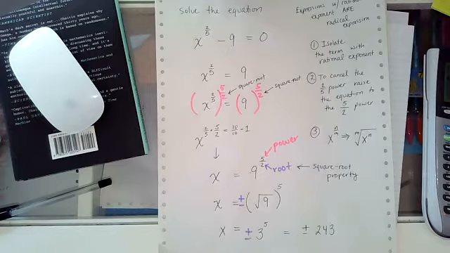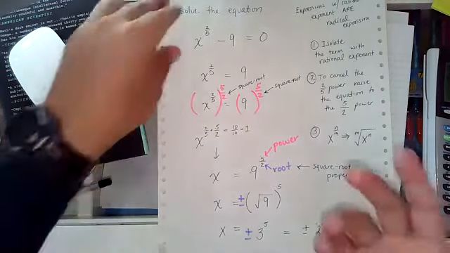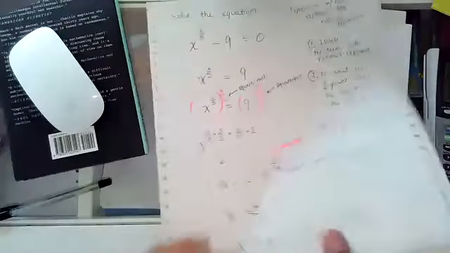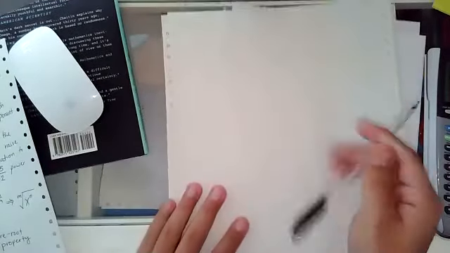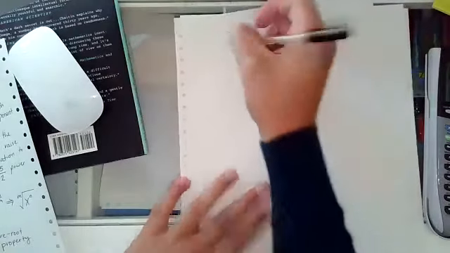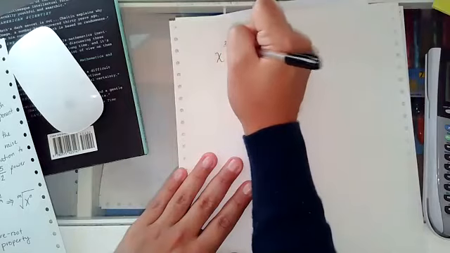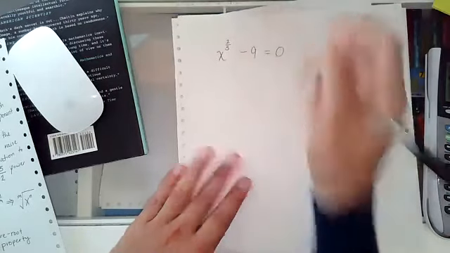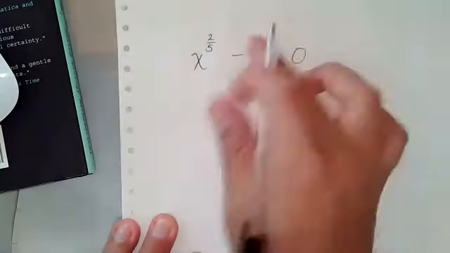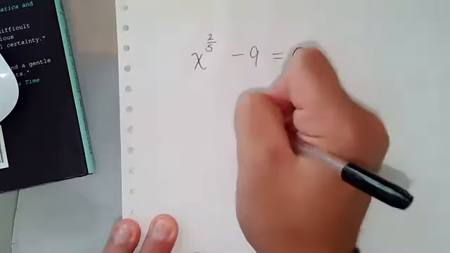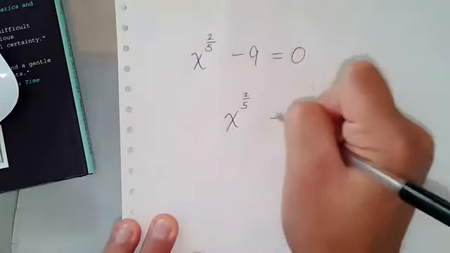That feels like I just made something up, right? It doesn't feel natural. It's just like, oh, you're just throwing this in for no reason. Well, let's walk through this. We were solving this expression here, x to the 2/5 power minus 9 is equal to 0, right? That's our equation. We can move the 9 over to the other side and call this x to the 2/5 power is equal to 9.